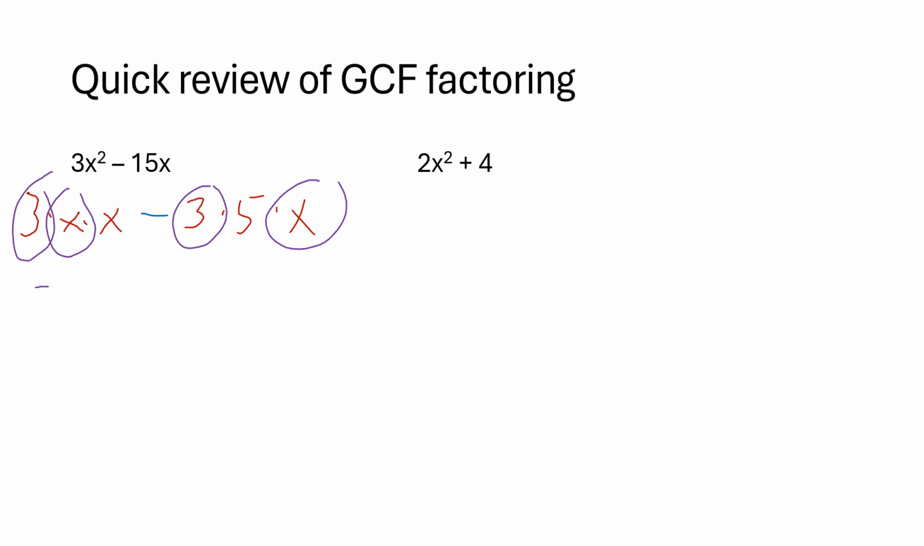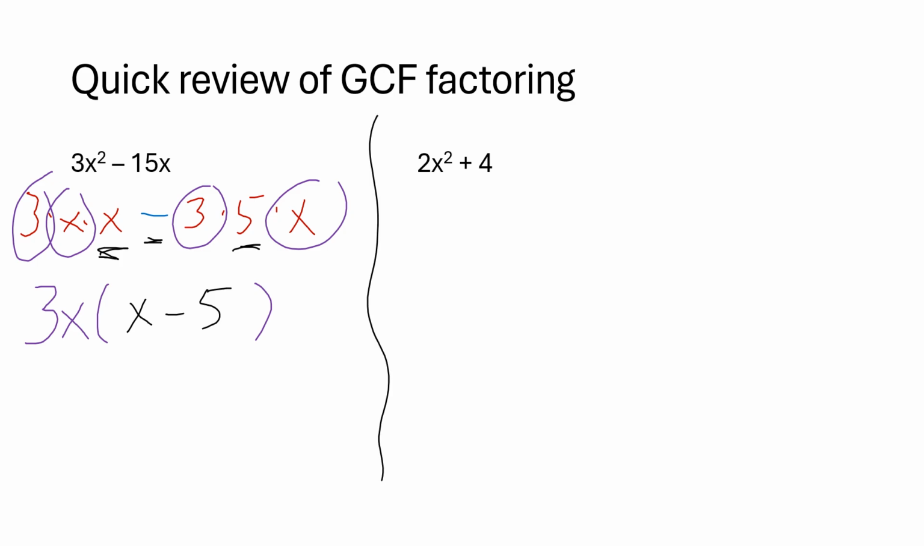And so if you were factoring out the GCF, you would factor out the 3x, and then you can see what you're left with. You're left with the x, you're left with the 5, and of course you have the minus sign. Okay, and that would be your GCF factoring.